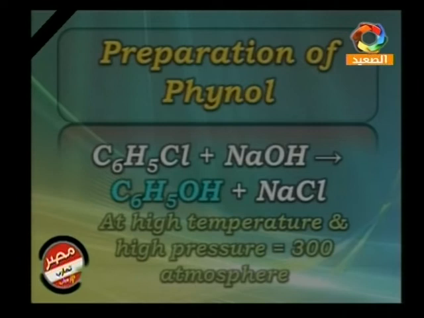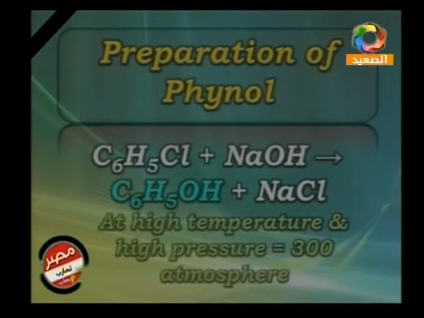We have the preparation of phenol. Preparation of phenol is very easy to know. C6H5Cl means chlorobenzene. We add some amount of NaOH, sodium hydroxide, which reacts with chlorobenzene. We have a double substitution reaction here, between the OH group and Cl.